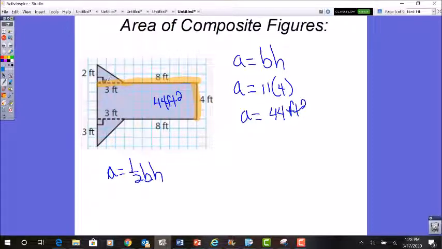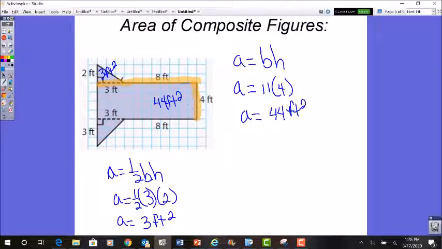So we're doing this top triangle. We see that the base is 3, and the height is 2. So the area of this triangle would be 1/2 times 3 times 2. If you multiply that out, it would just be 3 feet squared. So I'm going to put a 3 right there. 3 feet squared. So I have the area of 2 of the pieces.